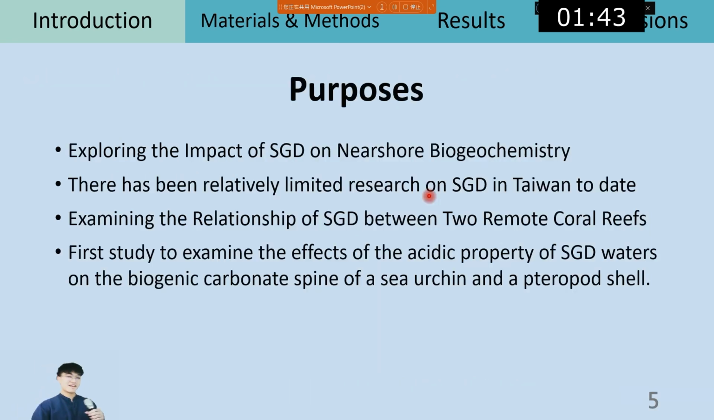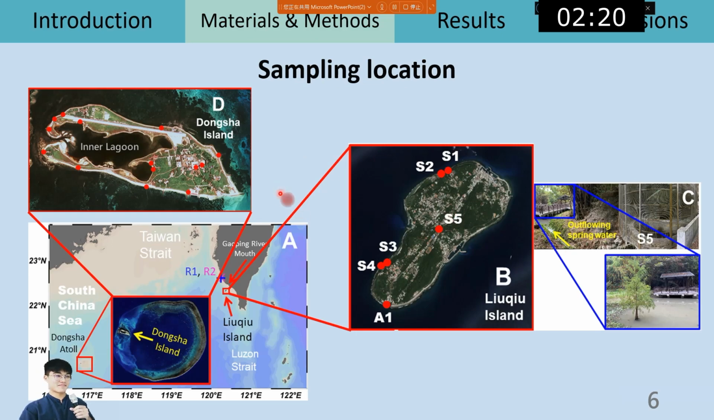And the purpose of this study is to explore the impact of SGD on nearshore biogeochemistry. There has not been so much SGD research in Taiwan to date. This paper examined the relationship of SGD between two remote coral reef islands. And this is also the first study to examine the effect of the acidic property of SGD water on biogenic spine and shell. And this is the sampling location in Dongsha and Liuqiu.